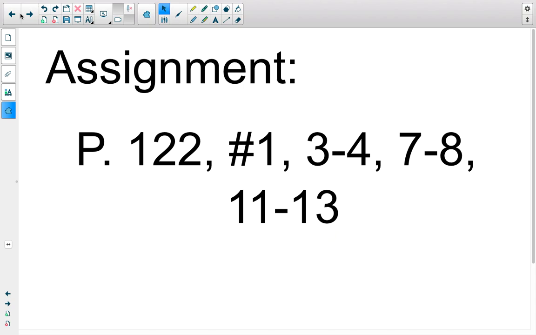All right, your assignment is to do numbers 1, 3 through 4, 7 through 8, and 11 through 13 on page 122. We will work on that in class tomorrow and also go over any questions you may have.